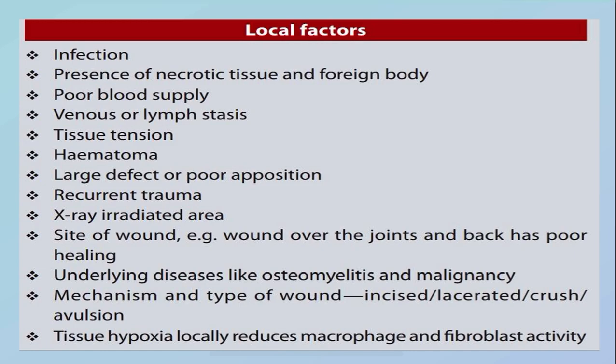The site of the wound, for example, the wound over the joints and the back has the poor healing. So wounds which happen over the joint as also on the back, there is increased activity of these parts. They cannot be stationary. As a result, the healing is going to be delayed in them. Underlying diseases like osteomyelitis, which is infection of the bone by microorganisms, and malignancies, cancerous conditions, can also cause a delayed wound healing. Mechanism and the type of the wound: incised, lacerated, crush, avulsion. Tissue hypoxia will locally reduce the macrophage and fibroblastic activity.